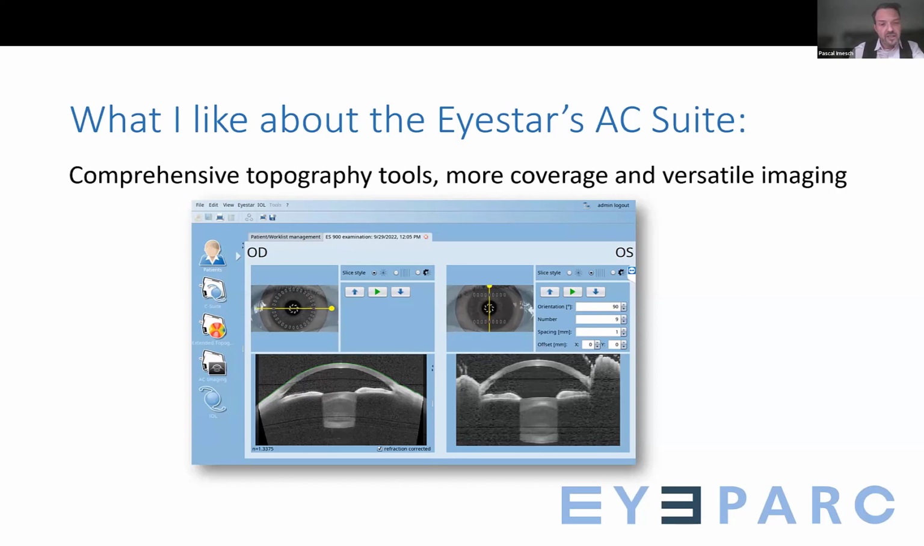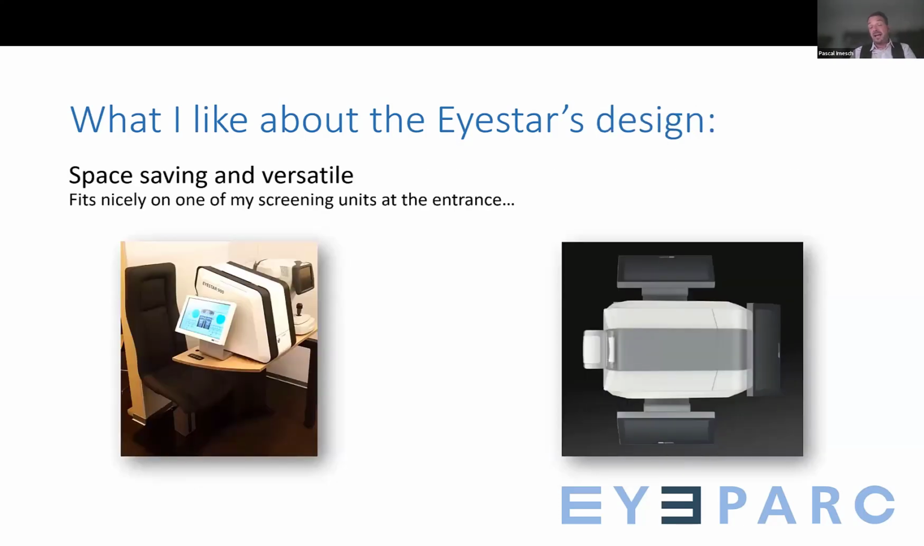We just have the AC suite that can do this for a couple of days, so I cannot really tell you how useful it will be, but it's one feature that I waited for a long time. As I said before, we are very happy that the Eyestar is so small and has such a small footprint and is so versatile. You can attach the screen wherever you want it.